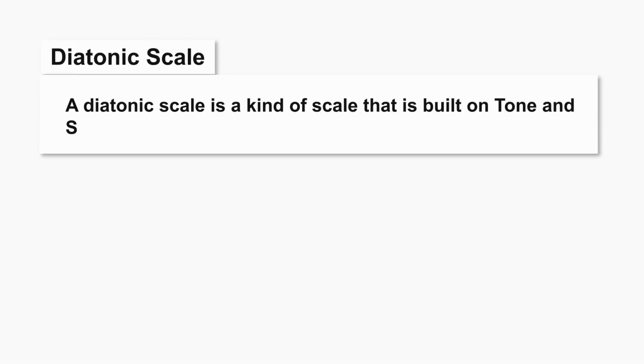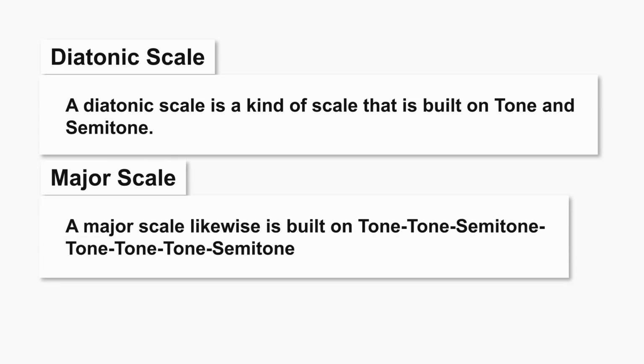A diatonic scale is a kind of scale that is built on tone and semitone. A major scale, likewise, is built on the tone-tone-semitone, tone-tone-tone-semitone pattern.